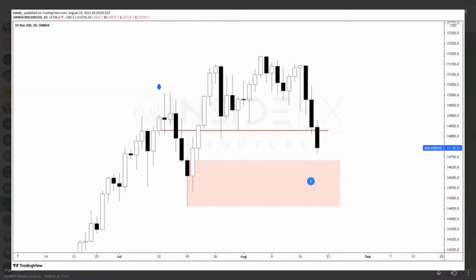All right, so this was also the area of interest which I marked out on the daily time frame. Like I said, once price reaches your higher time frame area of interest, whether it's your monthly, weekly or your daily, that's when you can start stalking price on lower time frames to then make your decision on whether you want to buy or sell.